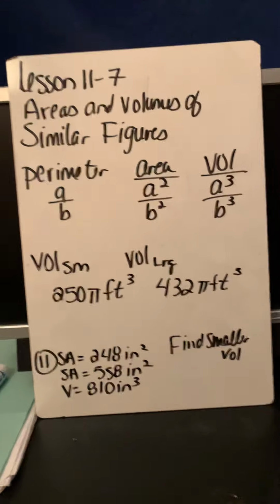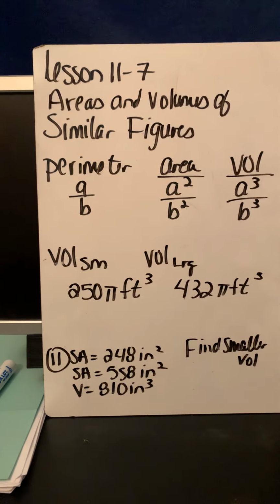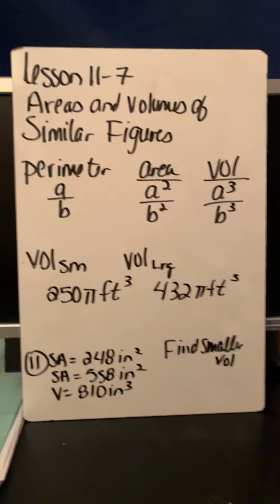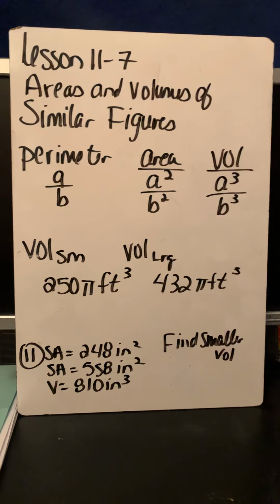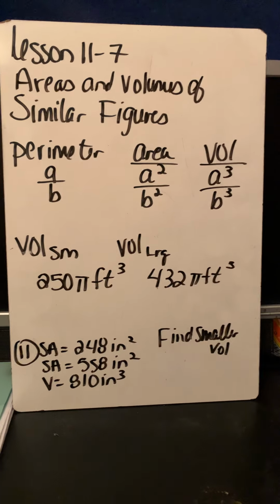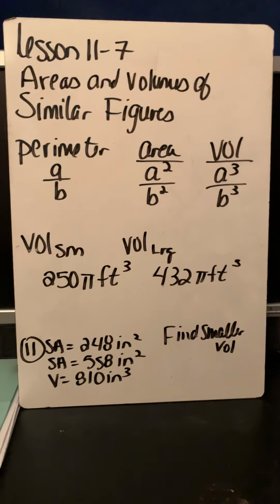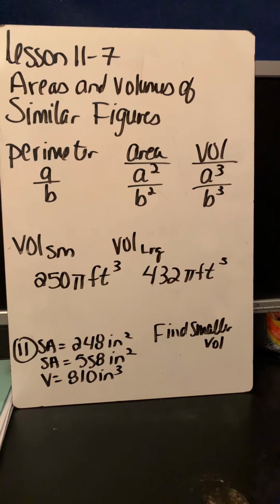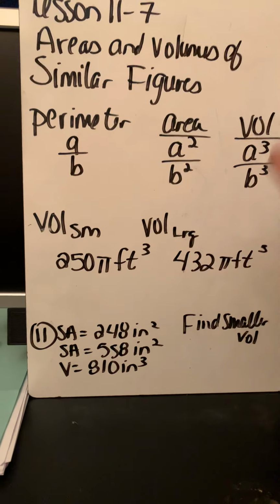Alright, geometry. Today we're going to be doing lesson 11-7, which will wrap up our chapter 11, areas and volumes of similar figures. Remember when we did the perimeter, where it was just A over B, area A squared over B squared. We did that last chapter. Well, now this chapter we're throwing in volume, which is A cubed over B cubed, which makes sense. Regular units, square units, cubic units.